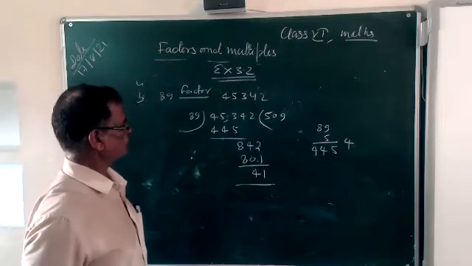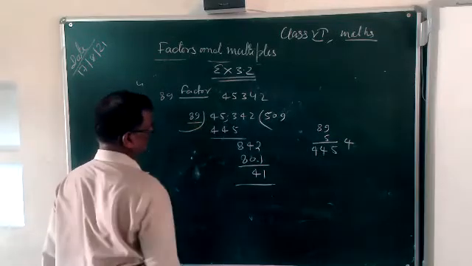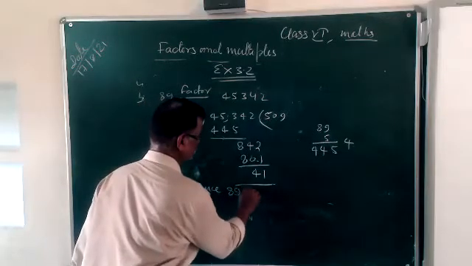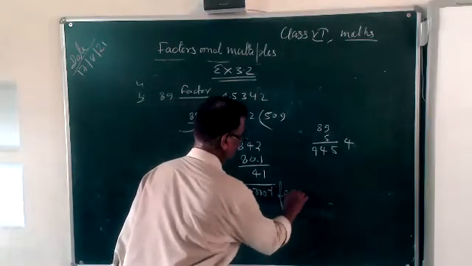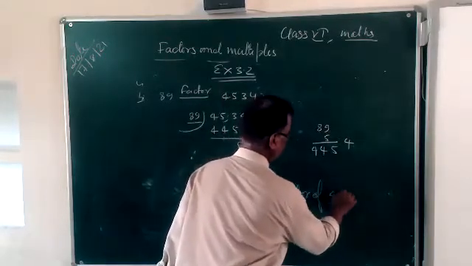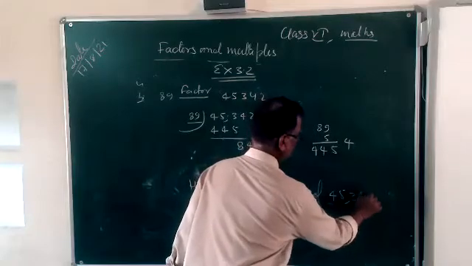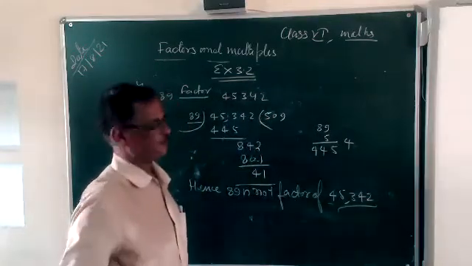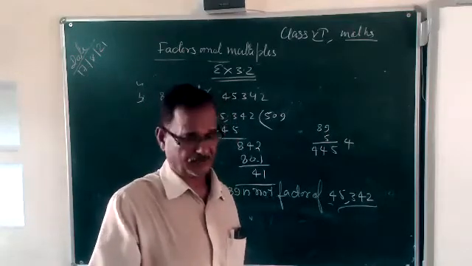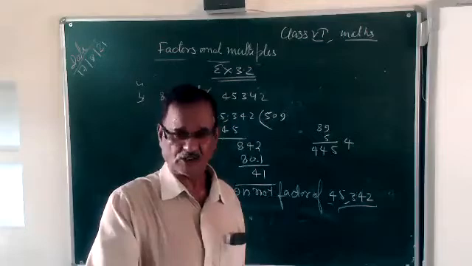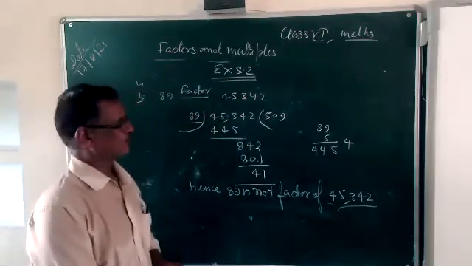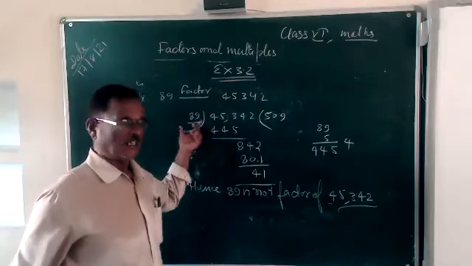45,342 is not divisible by 89, hence 89 is not a factor of 45,342. This is not a factor. So this way you can find which number is a factor of a given number or which number is not a factor. If the given number is exactly divisible by another number, then the other number is a factor of the given number.